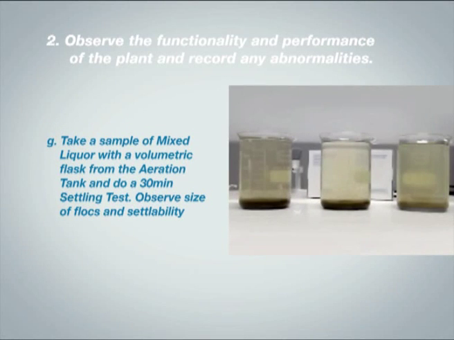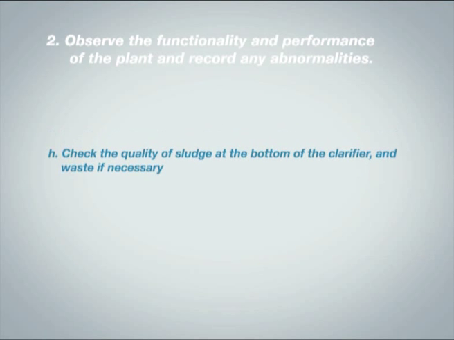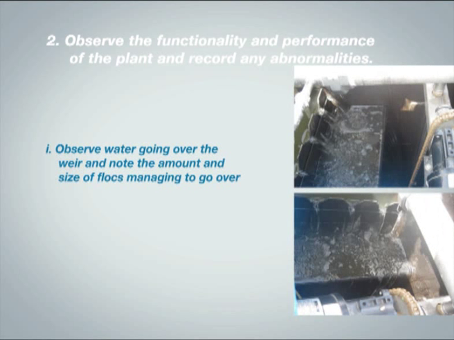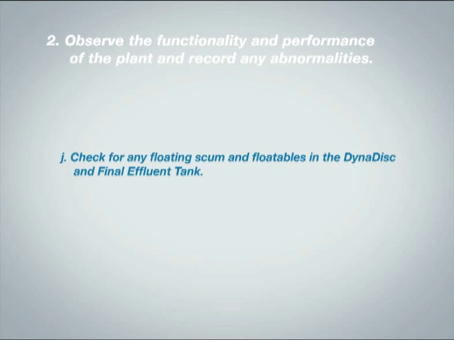G. Take a sample of mixed liquor with a volumetric flask from the aeration tank and do a 30-minute settling test. Observe size of flocks and settleability. H. Check the quality of sludge at the bottom of the clarifier and waste if necessary. I. Observe water going over the weir and note the amount and size of flocks managing to go over. J. Check for any floating scum and floatables in the Dynadisc and final effluent tank.